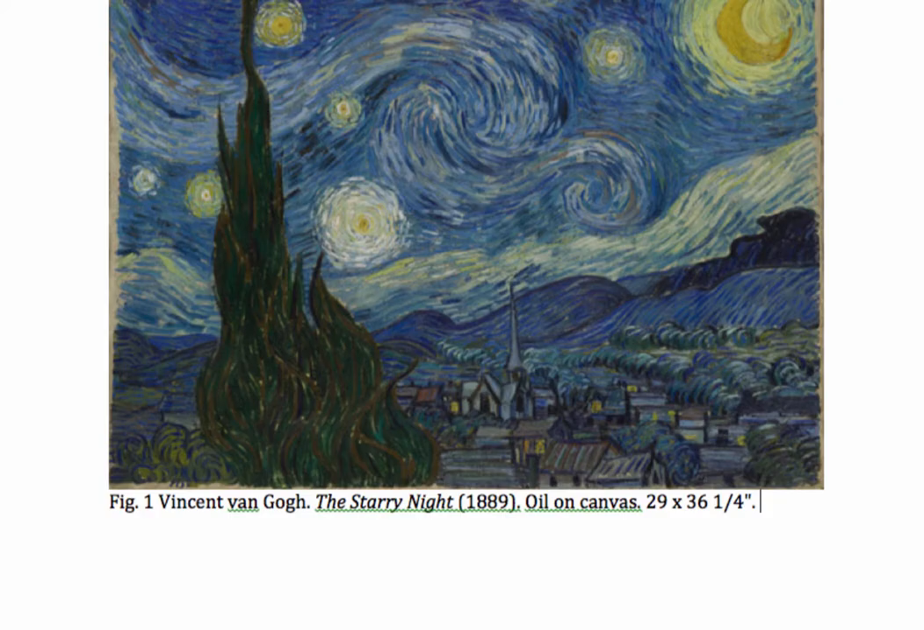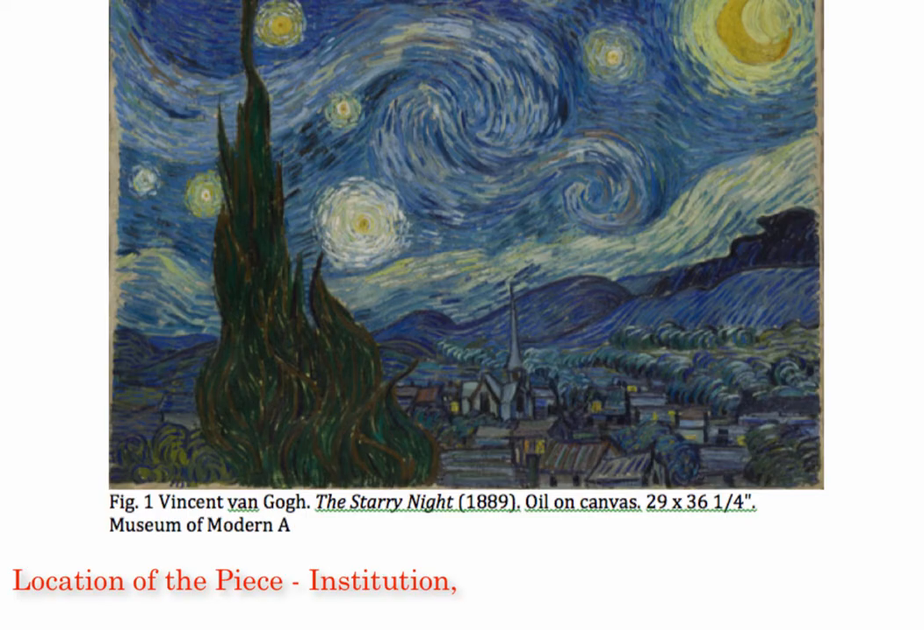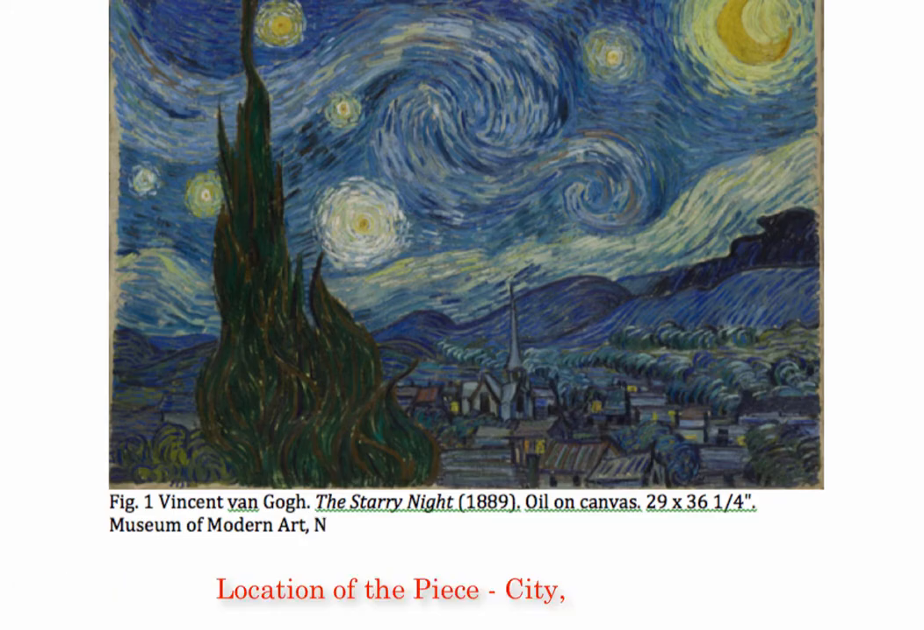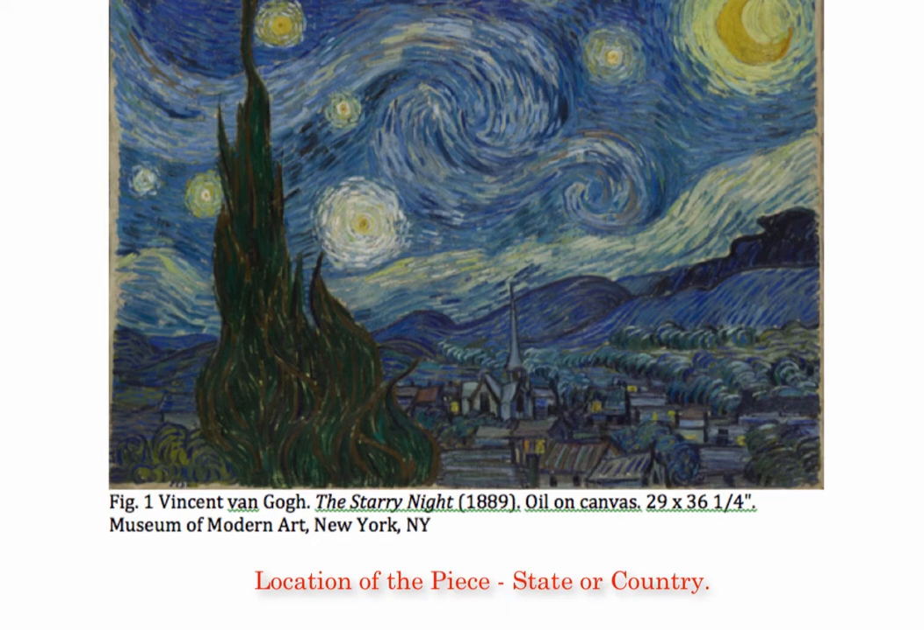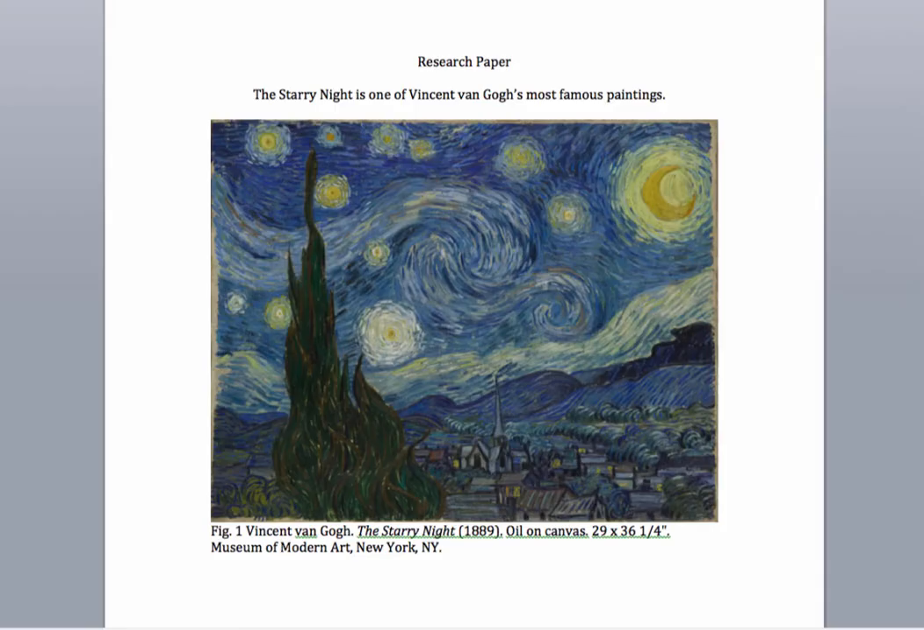and then we're going to put where it's located. What institution has this piece of art currently? So right now the Starry Night is in the Museum of Modern Art. And then we're going to put a comma, followed by the city that it's in, followed by a comma, followed by the state, which is New York. And if there is no state, then you could simply put the country. And then followed by a period.